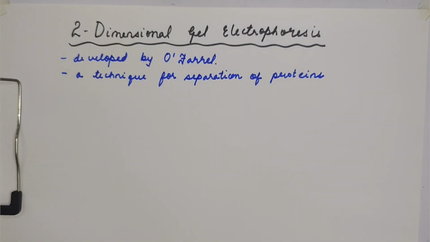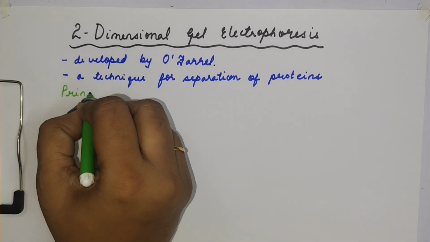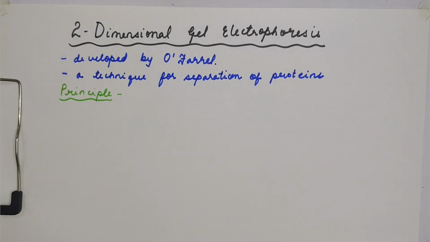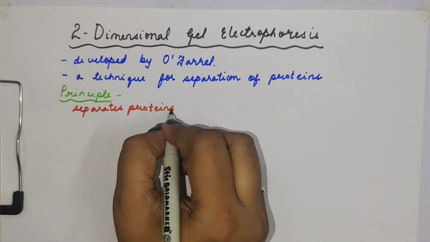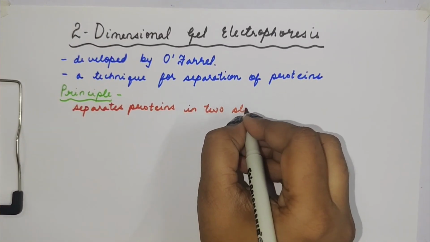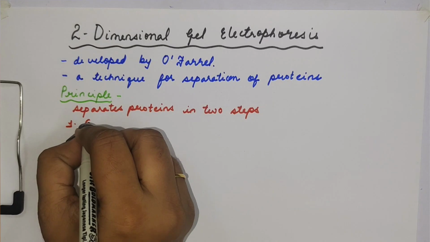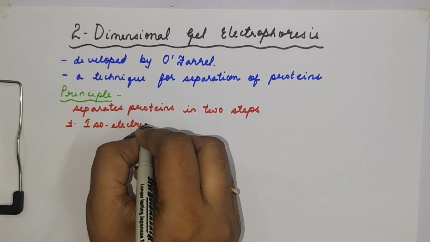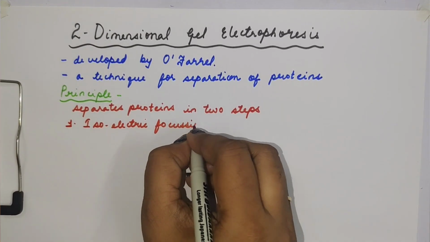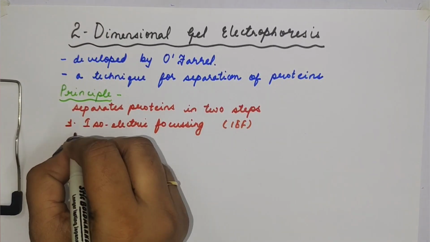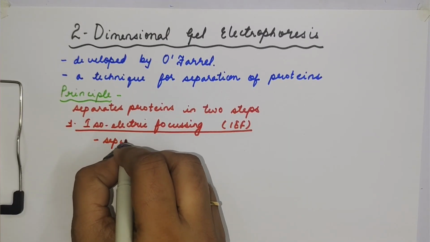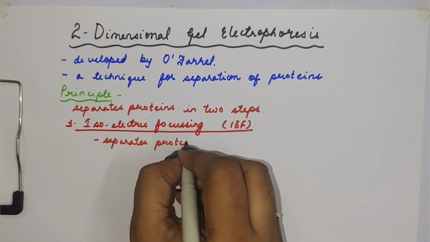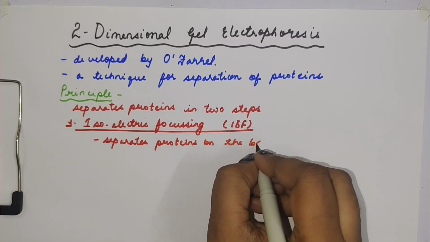Now, let us see the principle of this technique. As this process separates the proteins in two steps, both the steps have different principles for separating the protein. The first step is isoelectric focusing, or IEF. This process separates the protein on the basis of their isoelectric point. We will discuss the isoelectric point later in this video.